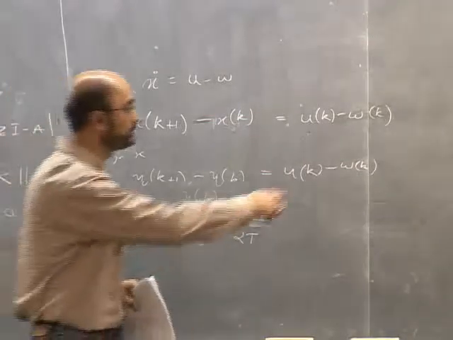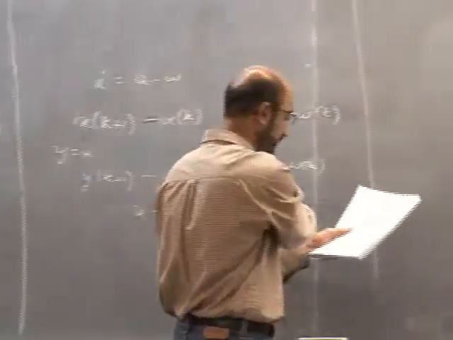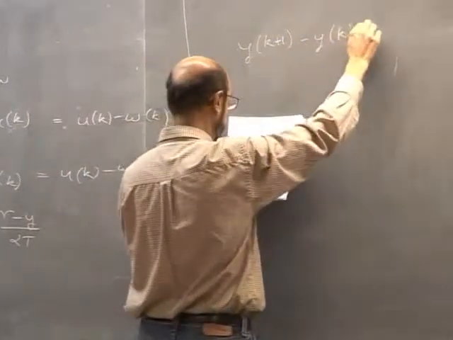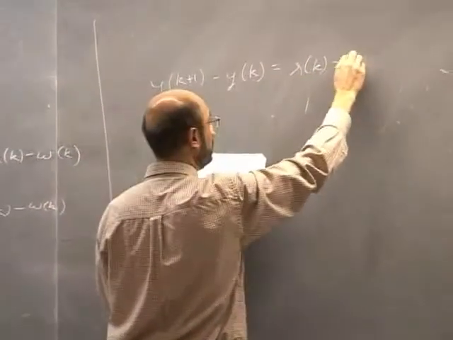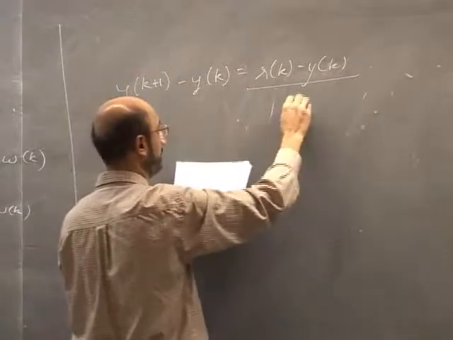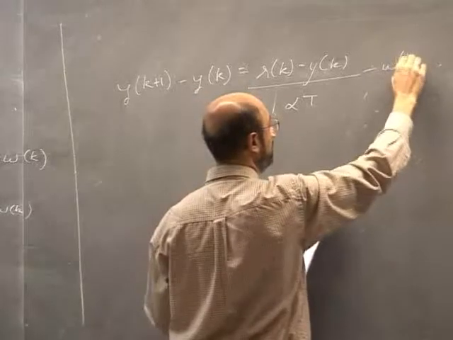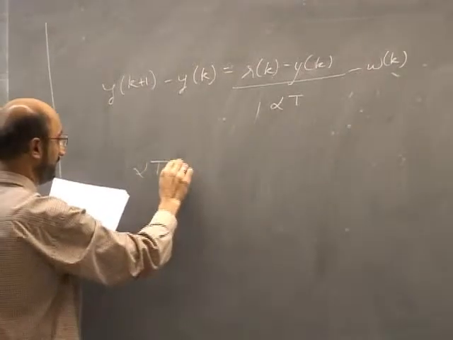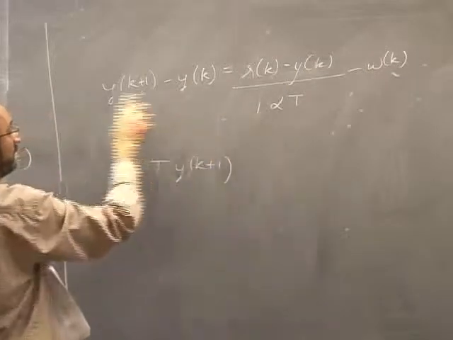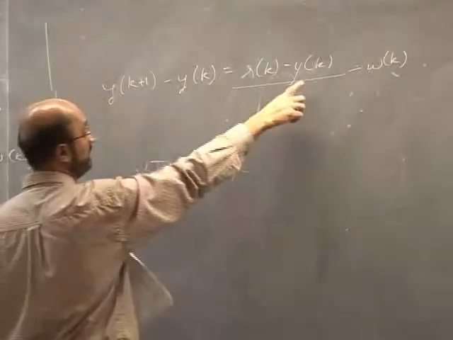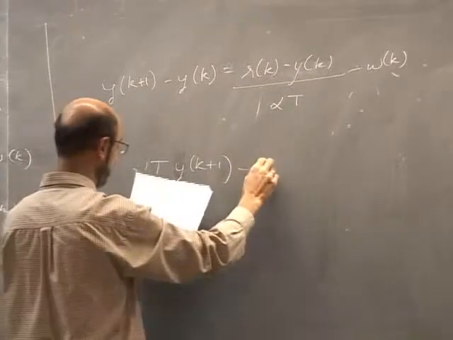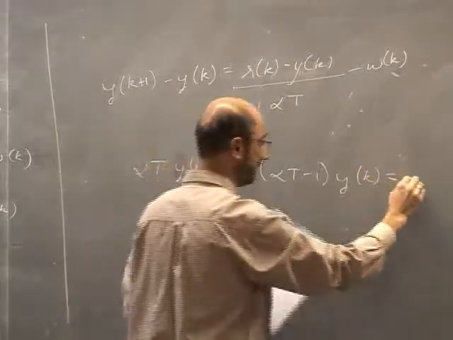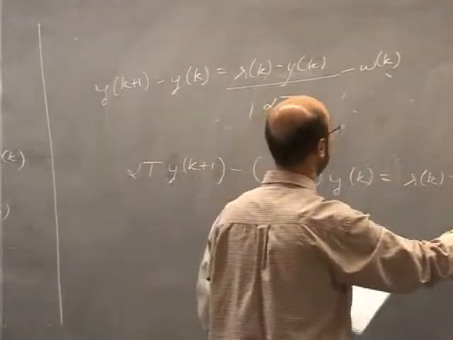When we substitute that in for u, we get y k plus 1 minus y k equals r k minus y k over alpha T, minus w k. That you can rearrange as alpha T y k plus 1. There's one y k from there and one over here, so this will become minus alpha T minus 1 y k equals r k minus T w k.